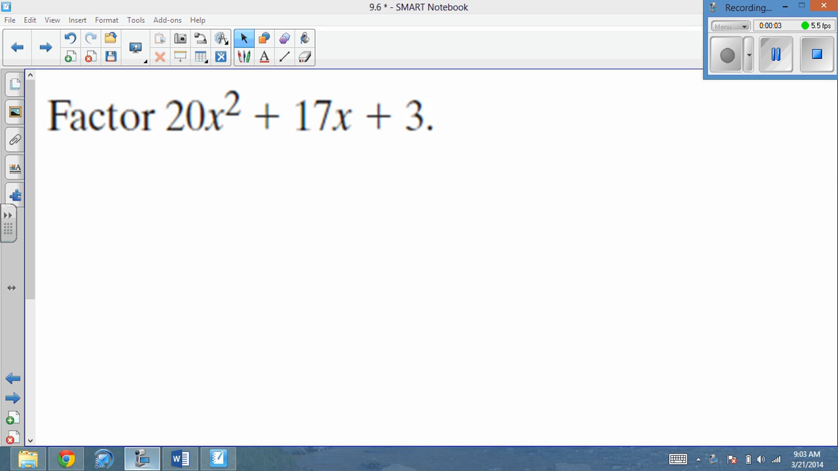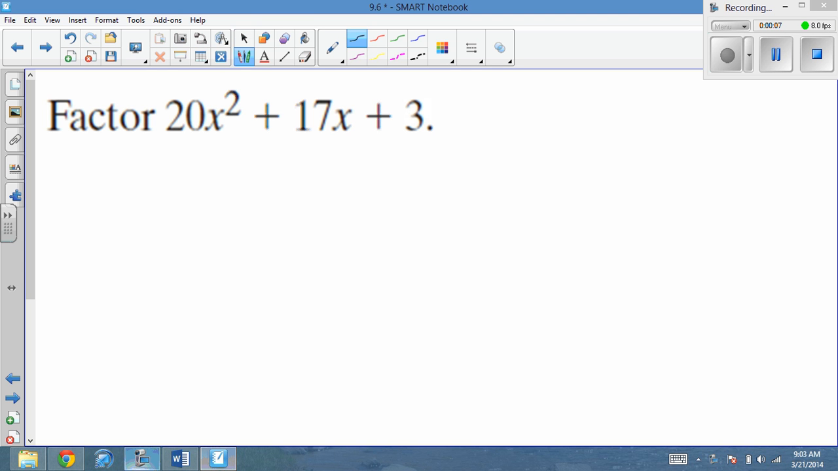Hello again, it's Mr. Mueller here to talk about how we can factor a trinomial in this particular form if the value in front of x does not equal 1.